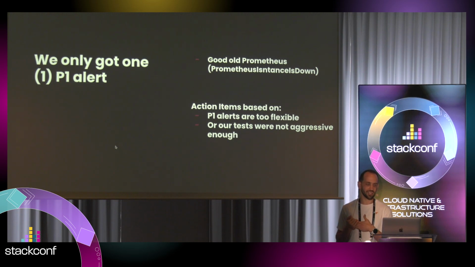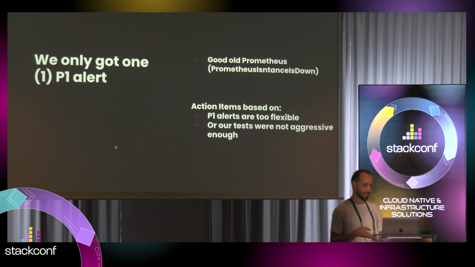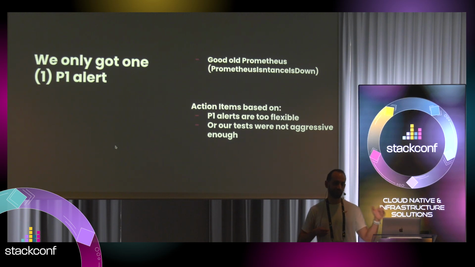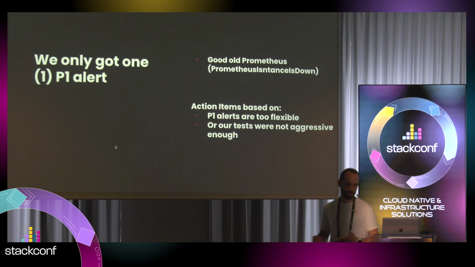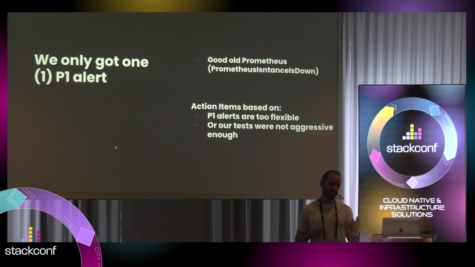What it means for us is that P1 alerts are a bit too flexible. Obviously, we should have raised more than that. Something I didn't mention is that our tests were running for 10 minutes. After 10 minutes they just stopped, then we allow a bit of time for the system to regain its health, and then we run something different. So obviously, our P1 alerts are a bit flexible. This should change. It also means that our tests were not aggressive enough.